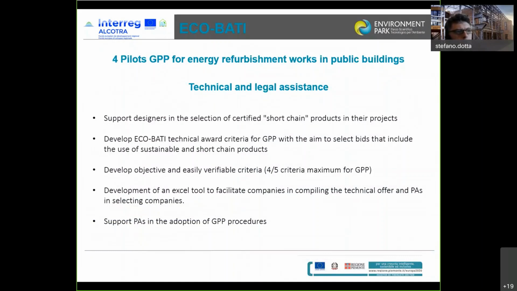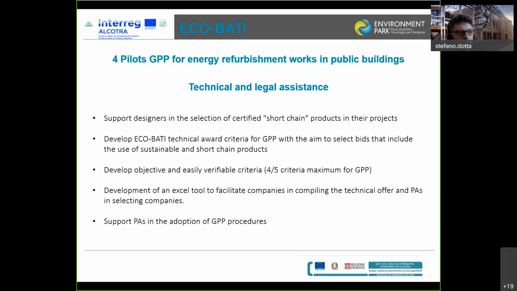And we support in all the phases from the designer phases. You know, we work together with the designer, with the architect and engineers, in order to select the product certificated. And then also we work in the tender, before the tender phases, in order to develop award criteria for a green public procurement, with the aim to select offer that include the maximum use of sustainable and recycled material.